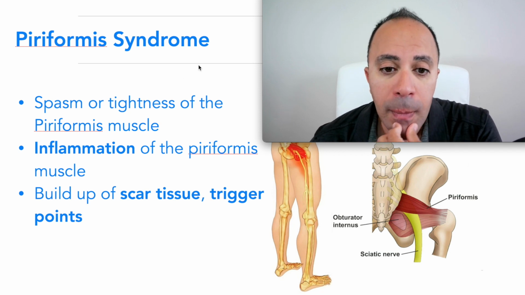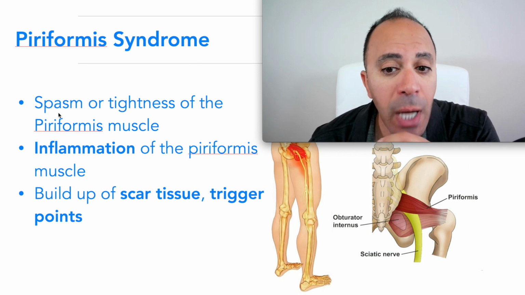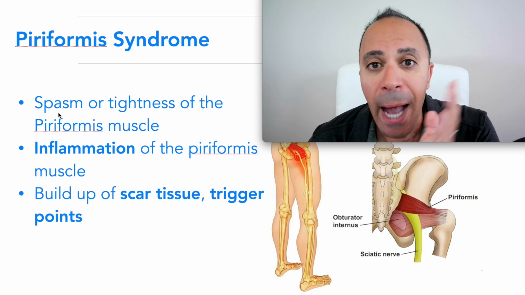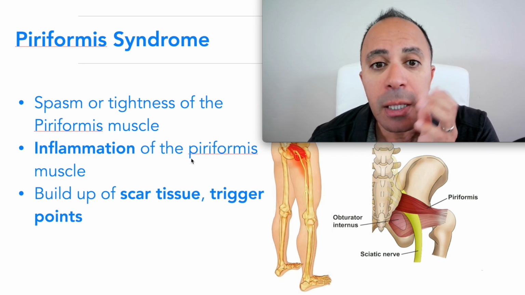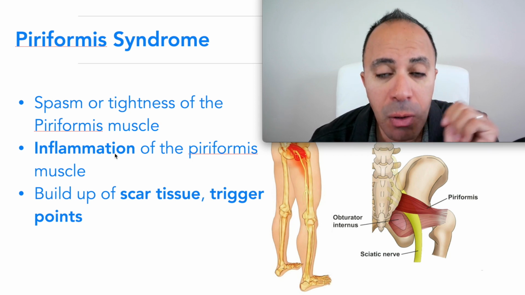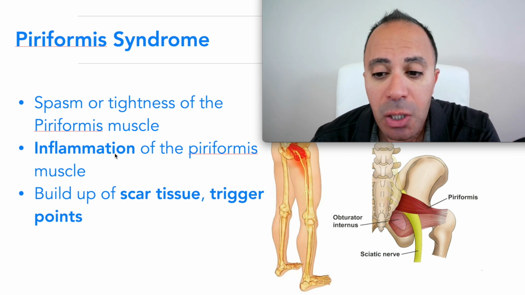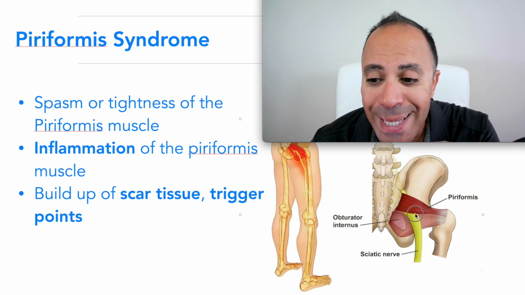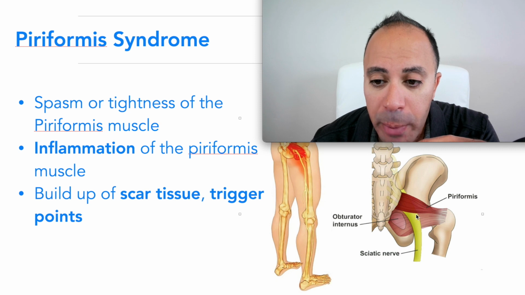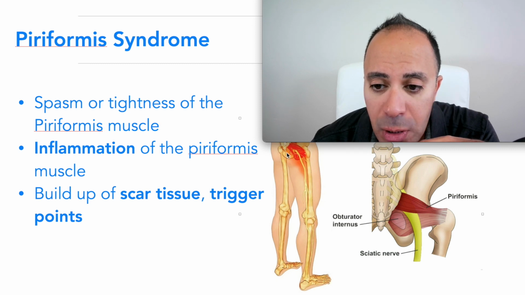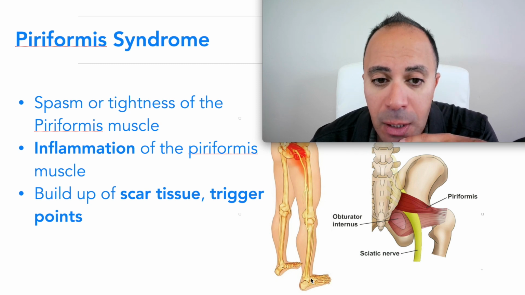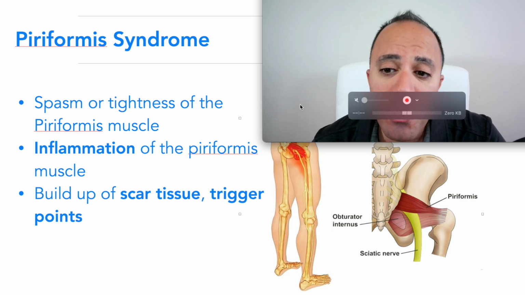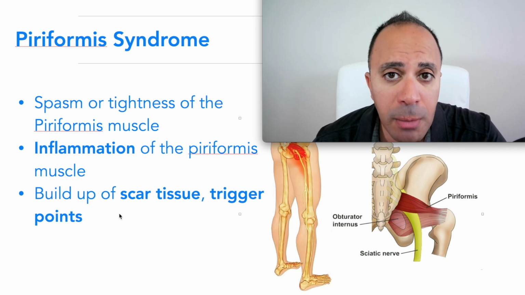So you start to have spasm and tightness of the piriformis muscle. How do you get this issue? It usually happens from inflammation of the piriformis muscle, scar tissue buildup, or trigger points in this area that compress the nerve. When that happens, you start to have sciatica, or sciatic pain going down. This is extremely overlooked by a lot of healthcare providers.